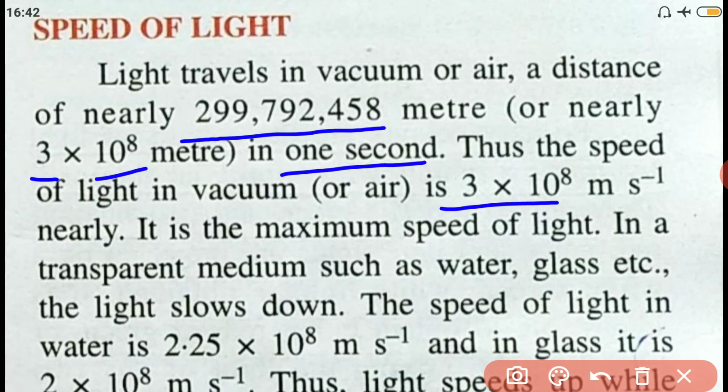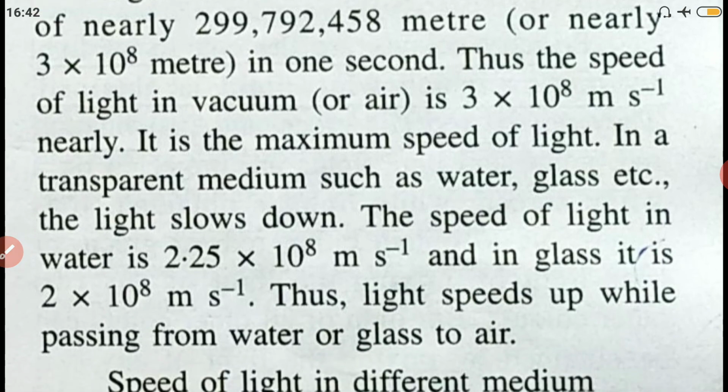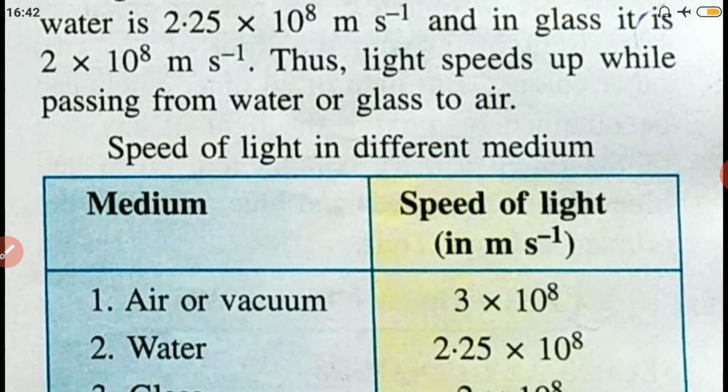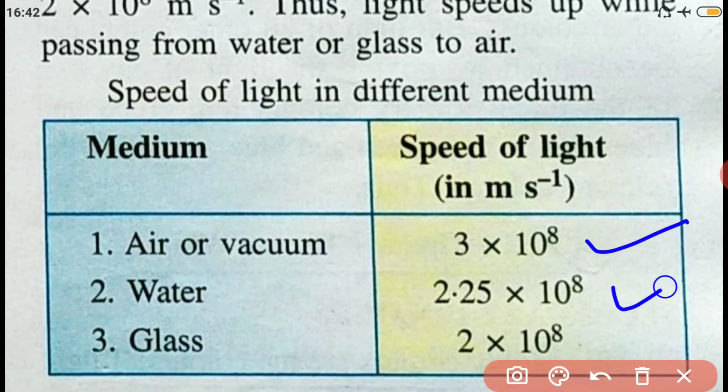In a transparent medium such as water, glass, etc., the light slows down. The speed of light in water is 2.25 into 10 to the power 8 meter per second, and in glass it is 2 into 10 to the power 8 meter per second. Thus, light speeds up while passing from glass to water to air. So, the speed of light in different media: air or vacuum, it is 3 into 10 to the power 8, the highest value. Then we have water, which is 2.25 into 10 to the power 8, and glass, 2 into 10 to the power 8. This 10 to the power 8 is not changing, right? This is all for the chapter light energy.